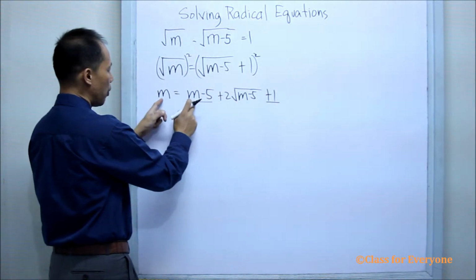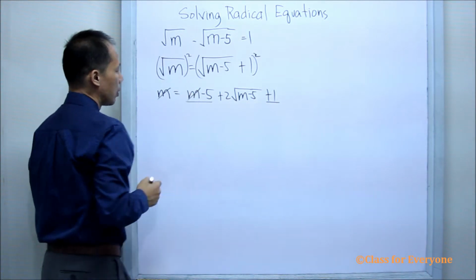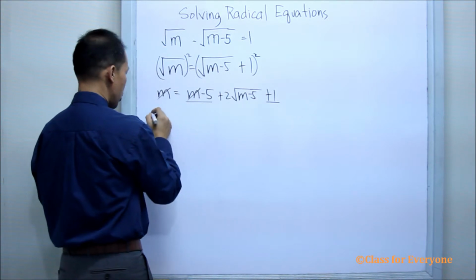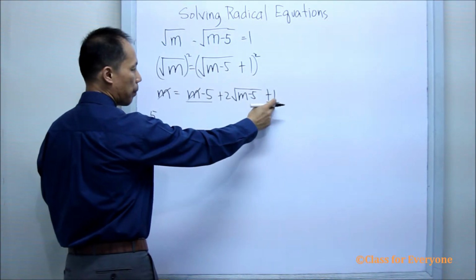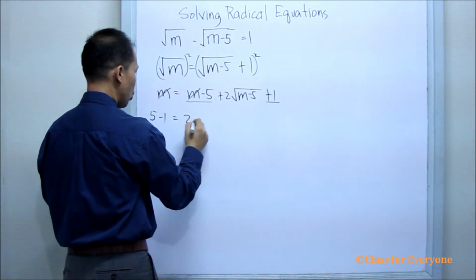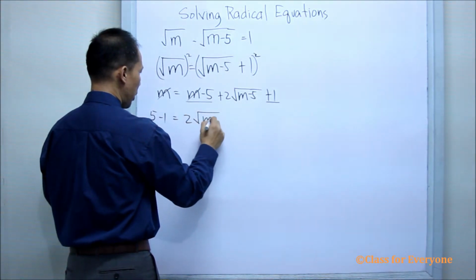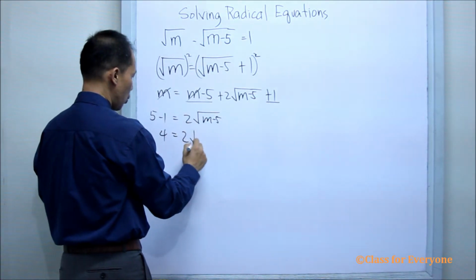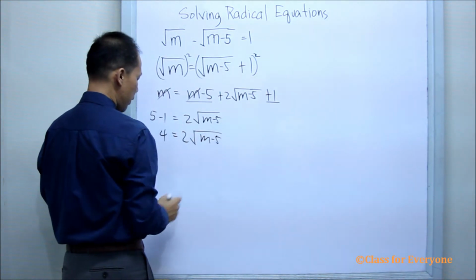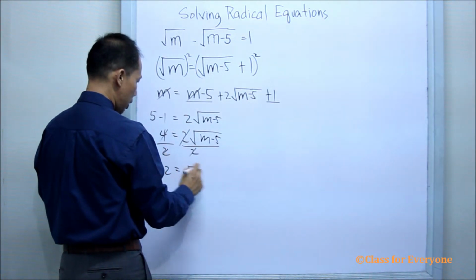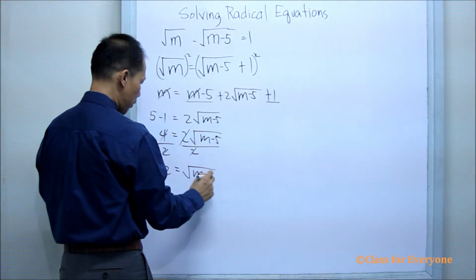So since both sides have m, we can cancel it. And then the opposite of negative 5 is positive 5. The opposite of positive 1 is negative 1. And then we'll have 2 times the square root of m minus 5. 5 minus 1 is 4. So 4 equals 2 square root of m minus 5. We can divide both sides by 2. So this will become 2 on the left side. The right side will become the square root of m minus 5.